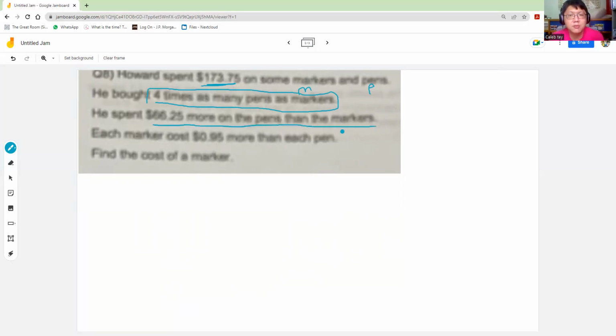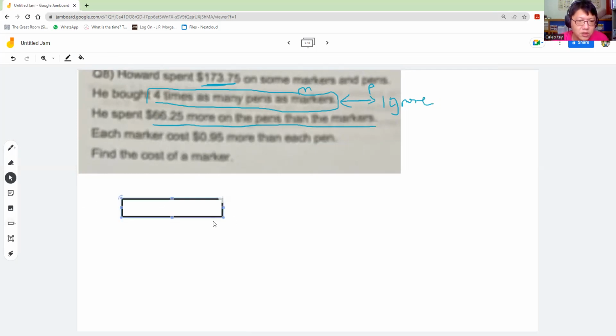Now, here is the problem. Second sentence, ignore it first. I want you to read it like this: Howard spent $170 something on pens and markers, and he spent 66.25 more on pens than markers. Ignore the second line first. Through that, you can immediately tell how much was spent on all the markers and how much on all the pens, because it's just a simple comparison model. You don't even need a model if you are strong enough. It's a very, very basic comparison model.